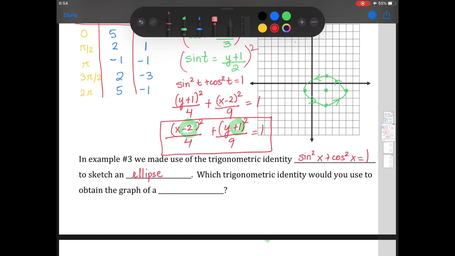Which trigonometric identity would you use to obtain a graph of a hyperbola? Do you remember what a hyperbola looks like? This is what a hyperbola looks like. When you would have something either like sideways, that's one way, or these ones. So what is that, right? So think about it and share your answers with me in class, or just email me.